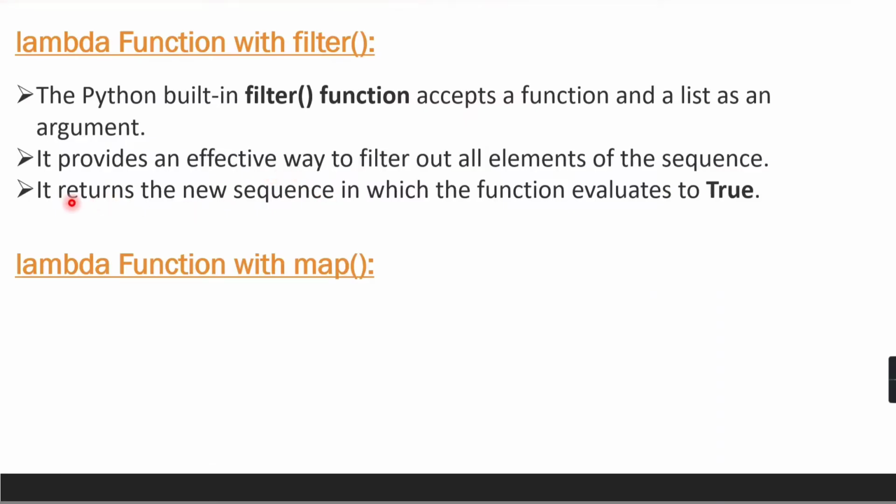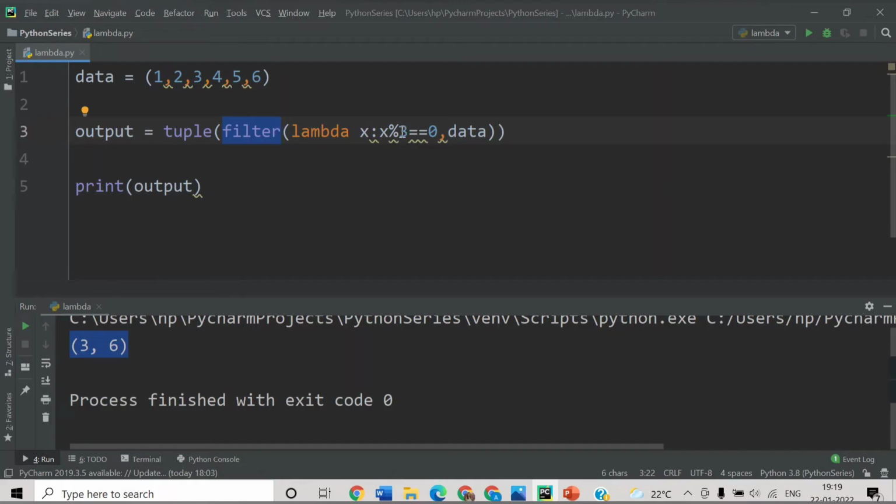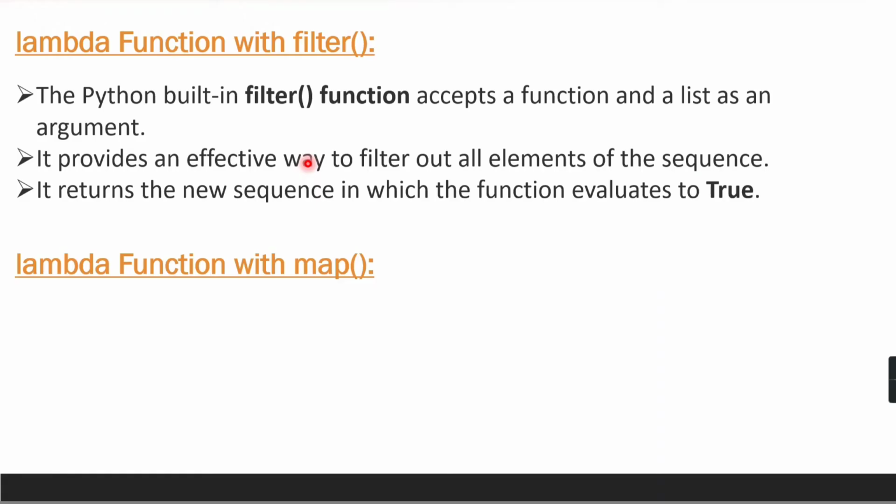So the third statement says it returns the new sequence in which the function evaluates to true. For this function, x divisible by 3, it only evaluates to true in the case of 3 and 6, so it is returning only 3 and 6. So that was the use of the filter function.